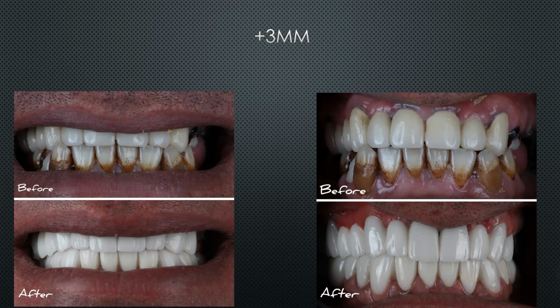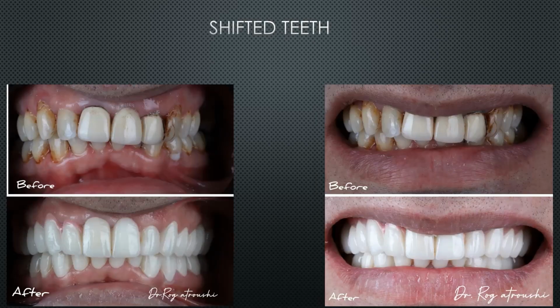Another case. This patient has some crossbite here, here, here. We rectified everything. This patient has a shifted midline and his teeth were shifting downward. I don't know why. We increased his vertical dimension, I think by about 1.5 millimeters, and we restored everything back to order.